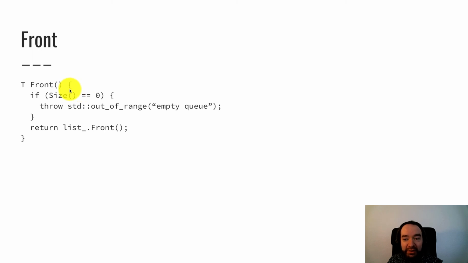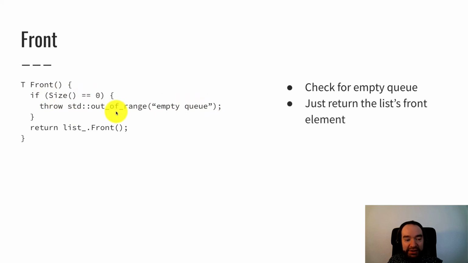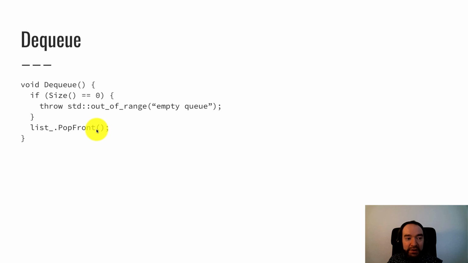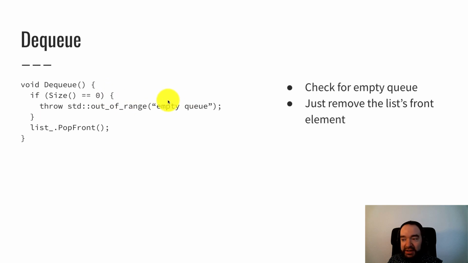Okay, now for the front operation, we check for an empty queue. You can't get the front of an empty queue, so if size is 0, we throw an exception for that. If we get past that check, then we just call the list front operation, and that's all there is to it. List front is constant time. Dequeue is also pretty easy. We say if the size is 0, then throw an exception because there is no element at the front to remove. Otherwise, we do the singly linked list pop_front operation. That's all we have to do, and that takes constant time.